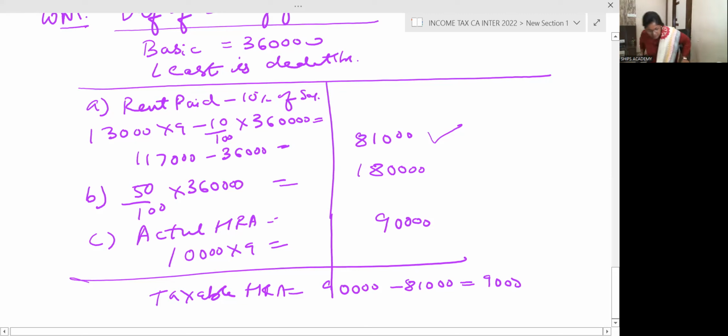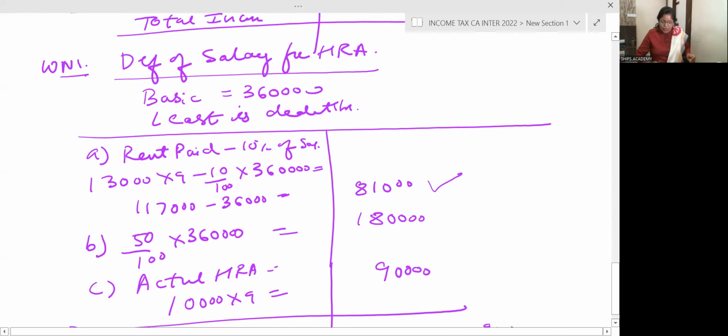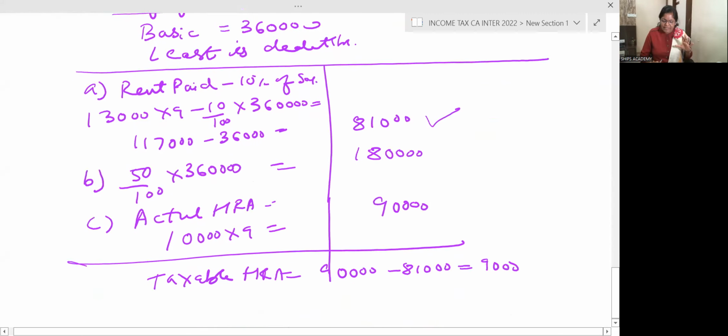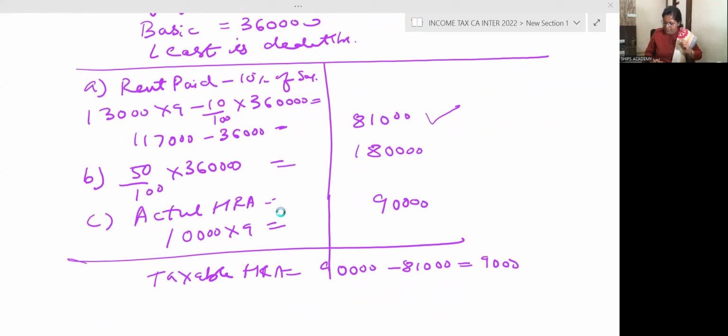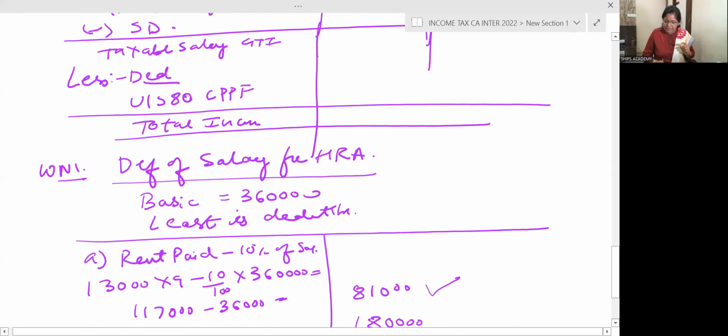I want some answers, please. Are you all remembering or not? Taxable HRA: rent paid minus 10% of salary, 50% of salary, actual HRA, the least. And how much is it? 90,000 minus 81,000. 9,000 is taxable HRA.